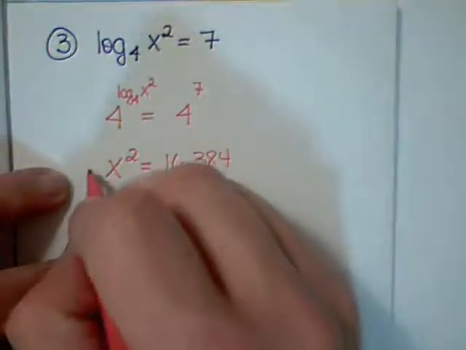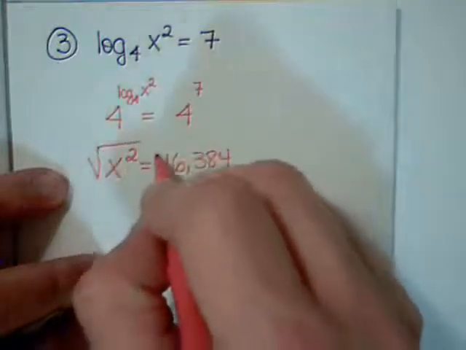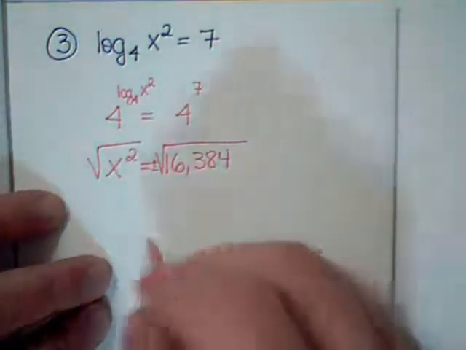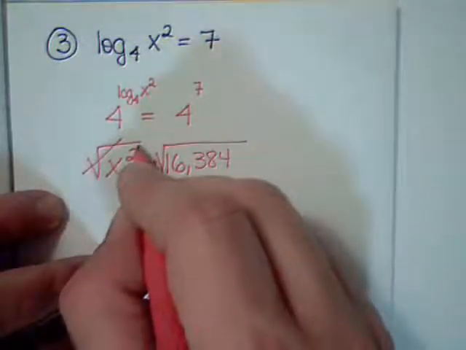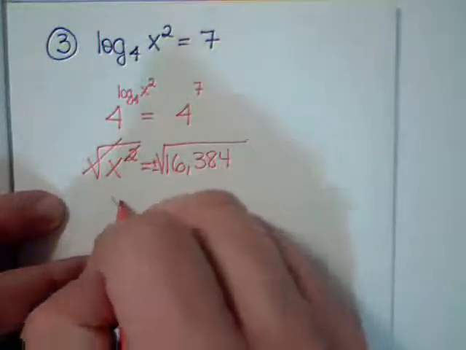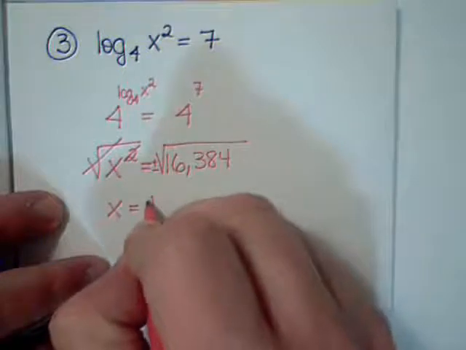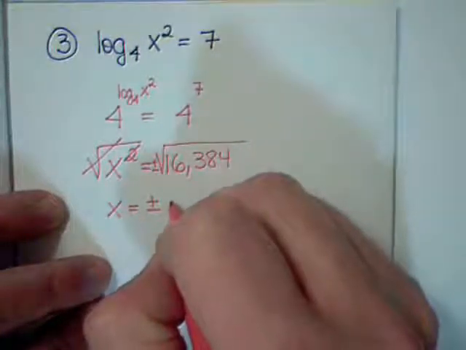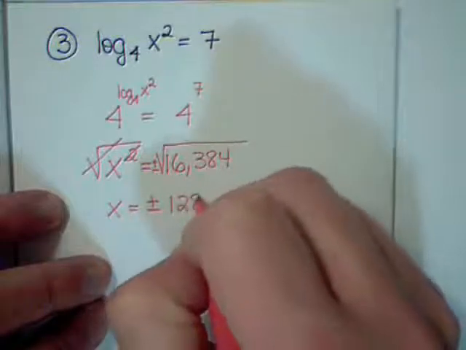How do I get the x alone? I'm going to take the square root of both sides. Remember to put positive and negative. The square root cancels with the square. That's x alone. And if you punch this number in the calculator, this will be 128.